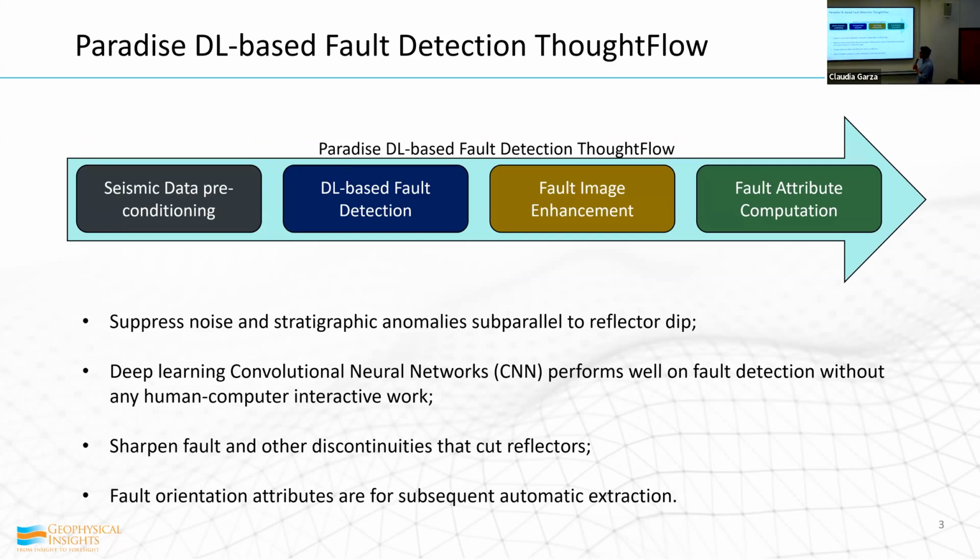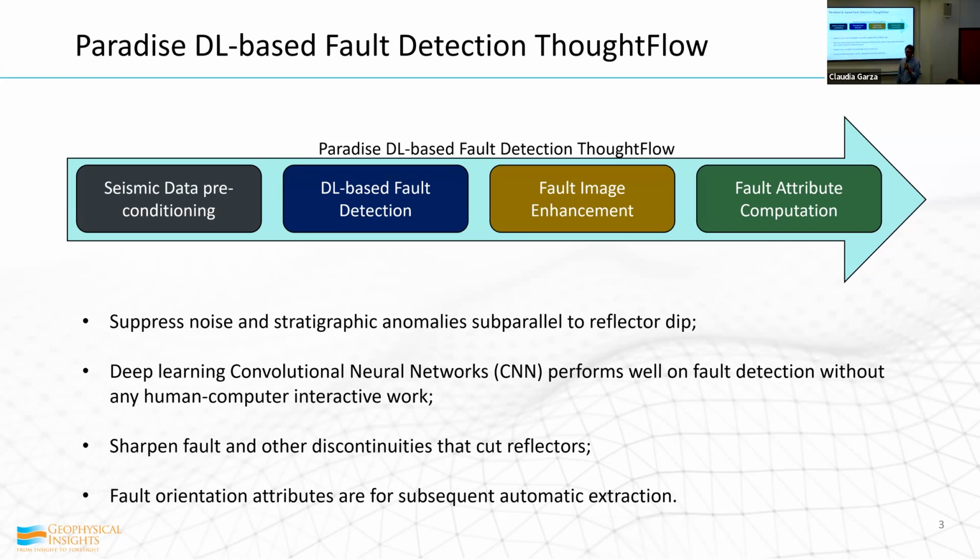So this is the workflow that we built for our fault detection. We call it the Paradise deep learning based fault detection workflow, which includes 4 steps. The first step is seismic data preconditioning. When you get your seismic data, especially the post-stack, no matter whether it is depth migrated or time migrated, you may want to reject some random noise, or enhance the seismic discontinuity in your seismic data. That's how the seismic data preconditioning works.